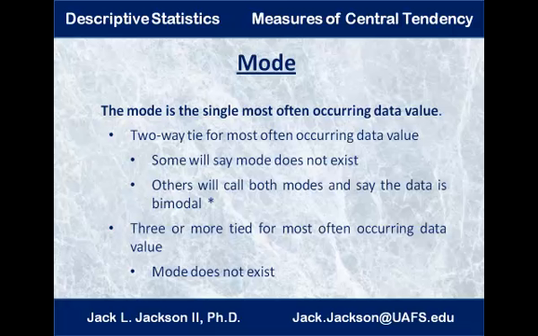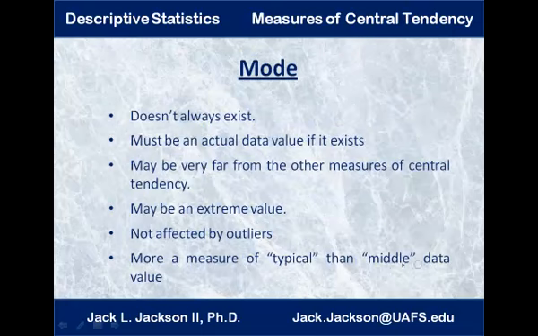If you have three or more tied for the most often occurring data value, again, most people will say the mode does not exist. Of course, you could talk about data being trimodal or quadrimodal or something, but most of the time, if there's at least three or more that have the same highest number of occurrences, then we'll say the mode does not exist. So for this class, if there's a single most often data value, that's definitely the mode. If you have a two-way tie for the single most often, we'll call that bimodal and call them both modes. And if there's three or more tied for the highest, then we'll say the mode does not even exist.